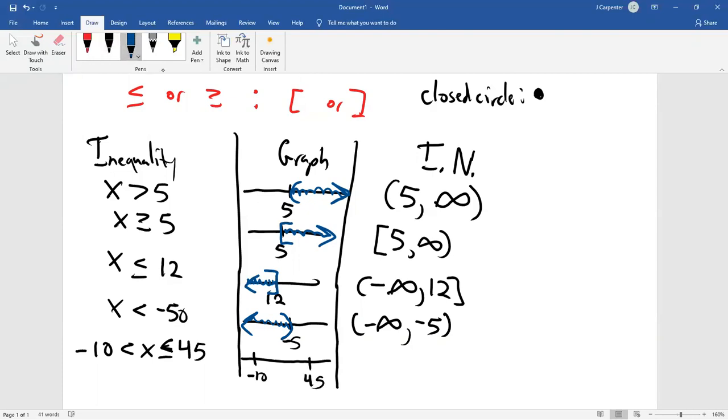We're going to shade between them because the x is between them. There's no arrows going left or right forever this time. Now the -10 did not have the or equals, so it gets a parentheses. The 45 did, so it gets a bracket. You just have to pay attention and learn the lingo.